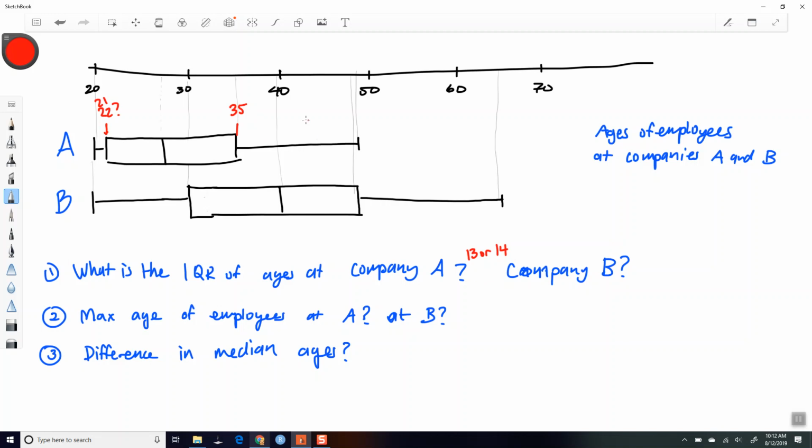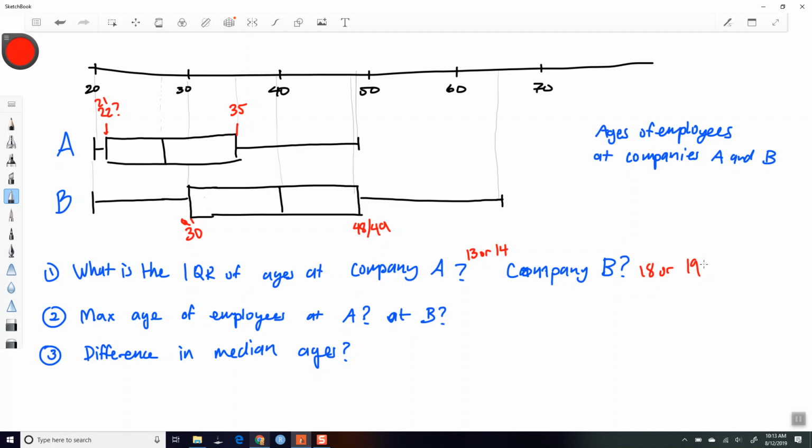Okay, IQR at company B, Q1 is what? 30, okay, and Q3 looks like what, 48, 49, something around there, so your answer there is going to be 18 or 19. Is that okay? And then if somebody said which company has a greater spread in ages using the IQR as a measure, we would say company B has a greater spread in ages, right?